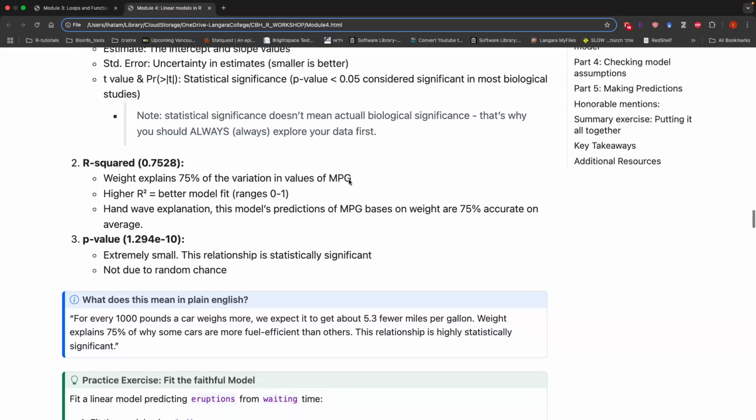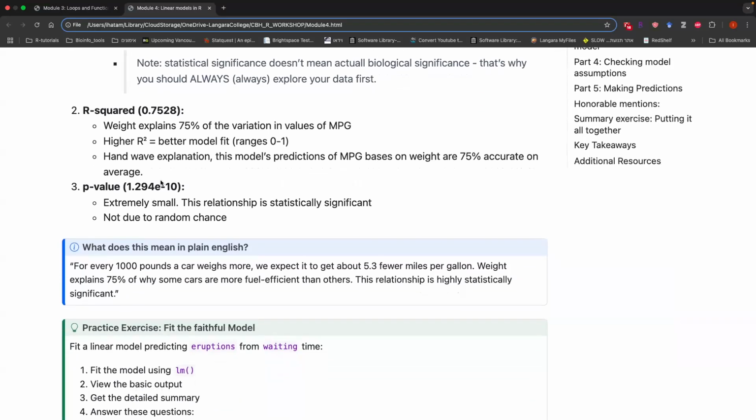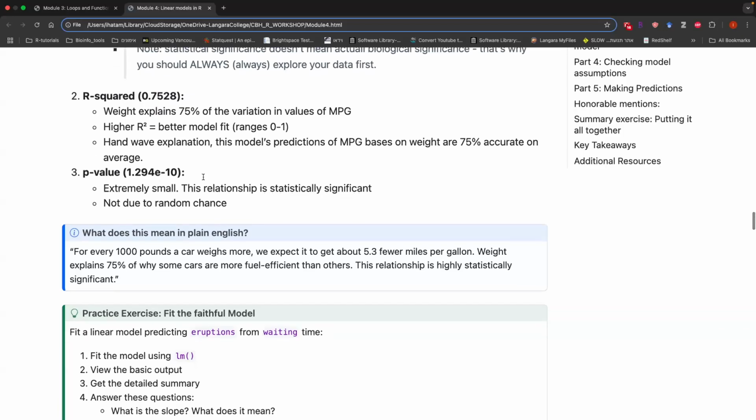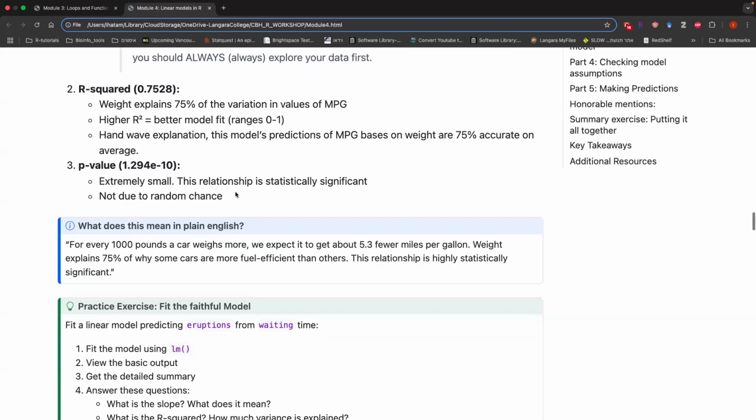And then lastly, we have our p-value, which is pretty tiny. It's basically 0.10 decimal points 1, something. It's extremely small. This relationship is statistically significant, so it is not due to random chance.